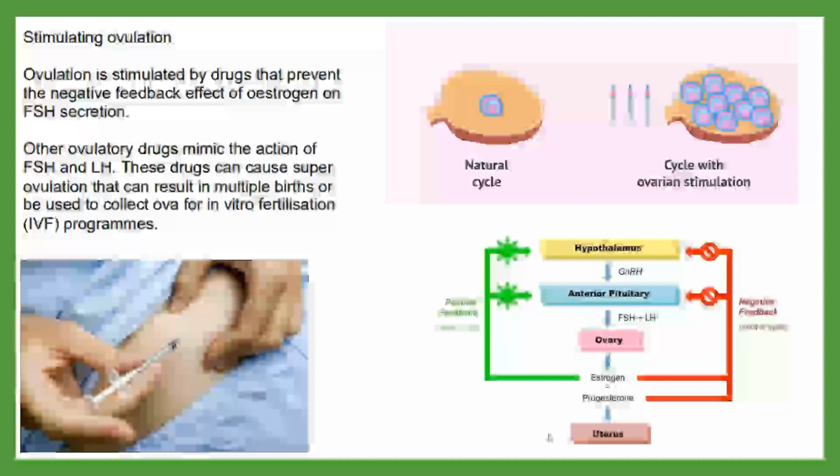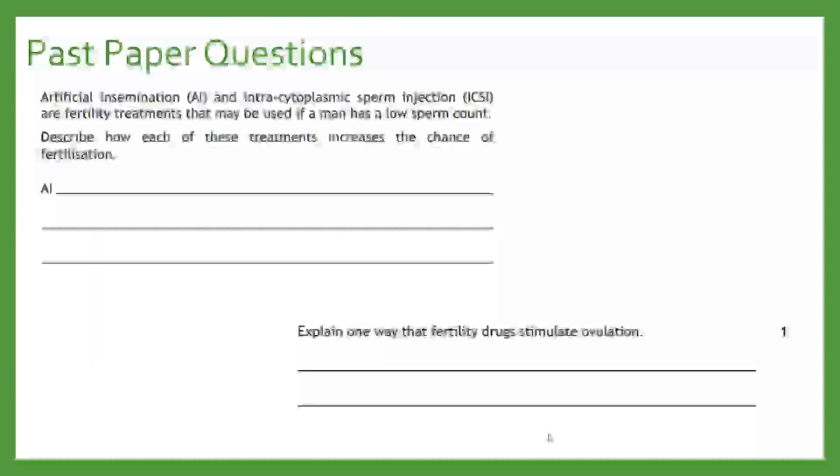Otherwise, the medications might actually mimic the action of those pituitary hormones, FSH and LH. In fact, these medications can be so effective that multiple ova, multiple follicles develop at once, which, if successful, may lead to multiple births, or this could even be your starting point for in vitro fertilisation, which will be the subject of another video. So let's try our past paper question.